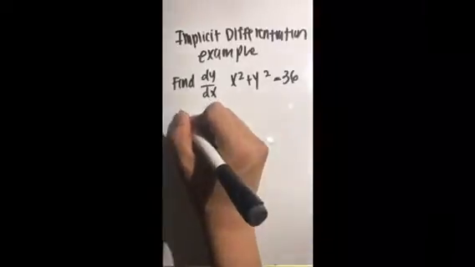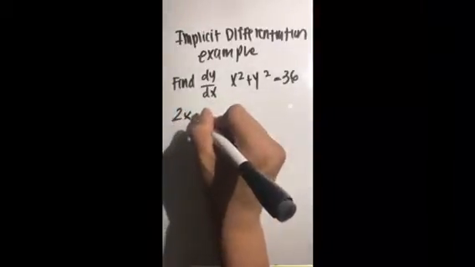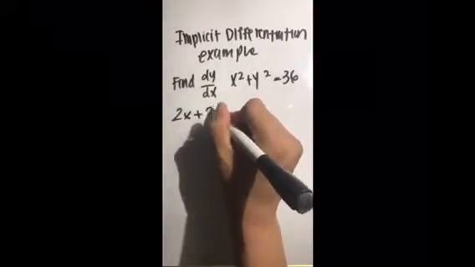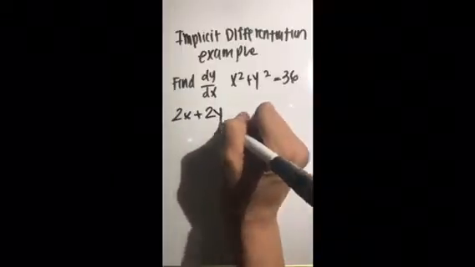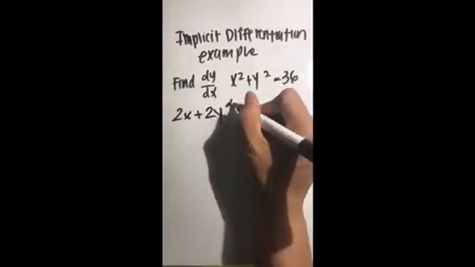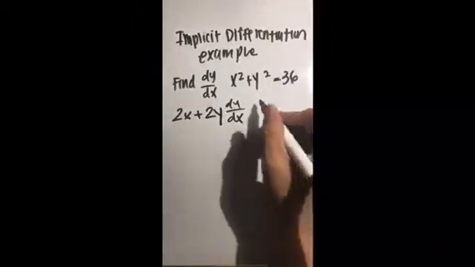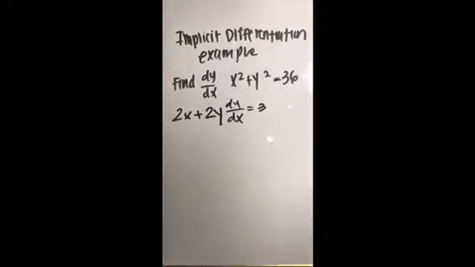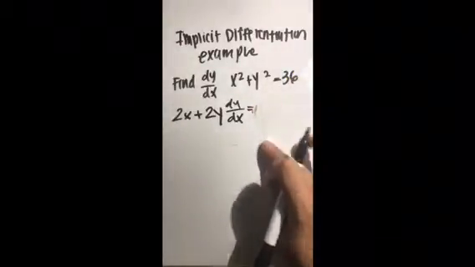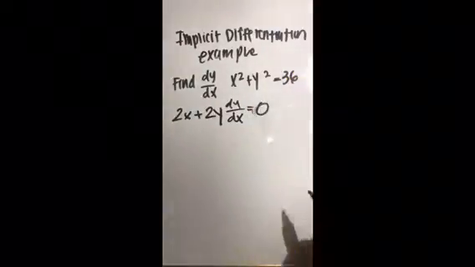So for the x squared it would be 2x, and then for the y it would be 2y. But since we have a y, we know we have to add a dy/dx, which is needed to find dy/dx, and then equals 36. But since we know 36 is a constant, its derivative is actually 0.